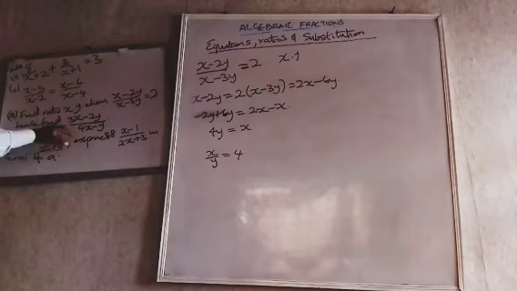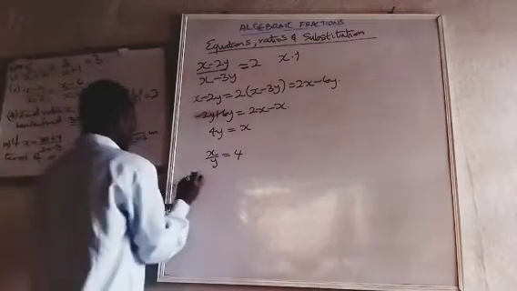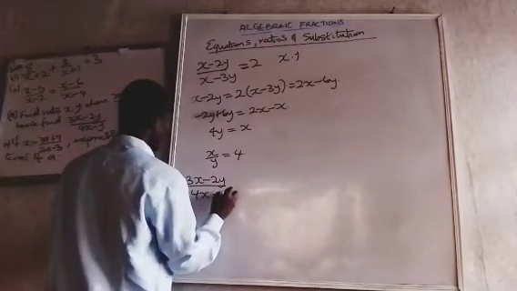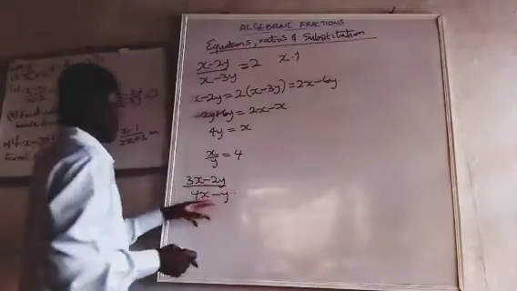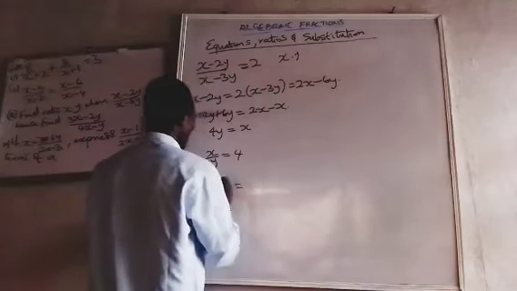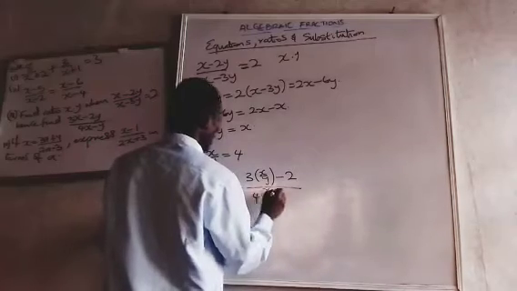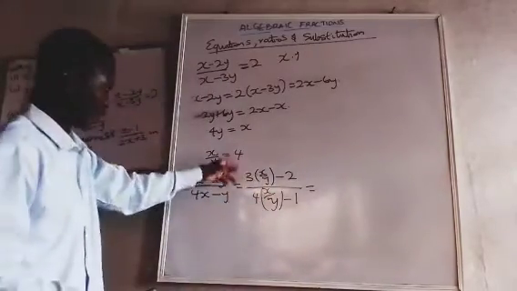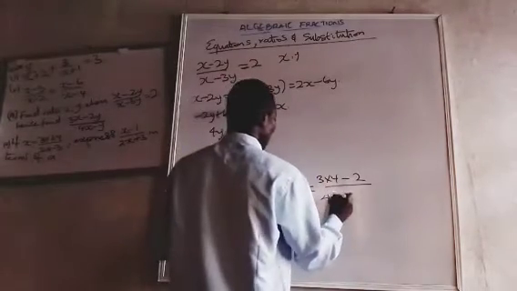Now, there is another question. It said we should find 3X minus 2Y over 4X minus Y. Let's quickly do that. We can also look at it in two different ways. We can first of all divide by Y and then input the ratio. Let's do that. I can now say 3 X over Y minus 2 over 4 X over Y minus 1. What is that going to give me? You know X over Y is 4. So I can say 3 times 4 minus 2 over 4 times 4 minus 1.